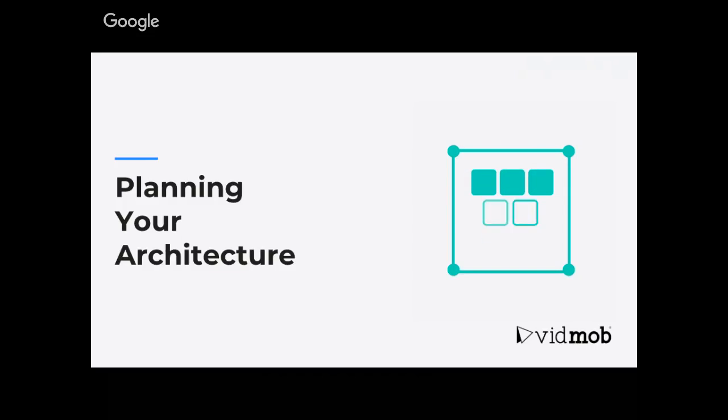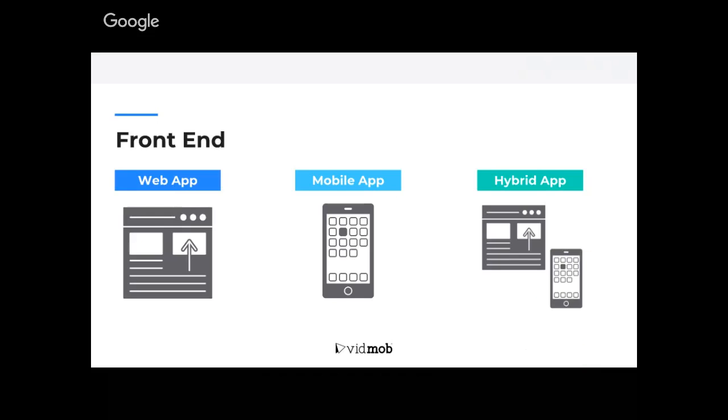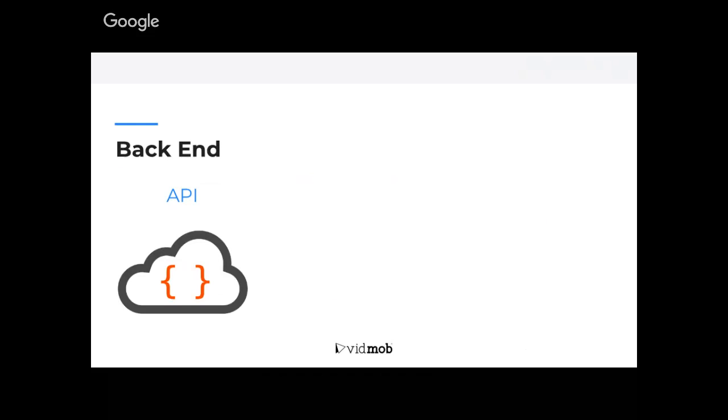Onto planning your architecture. Let's break it down. Any Overwatch fans? So on the front end, you'll typically have a web application. You might have a mobile application. You might have both. And there are certain technologies that work well across all of them, or you might want to focus on a particular technology to build that.